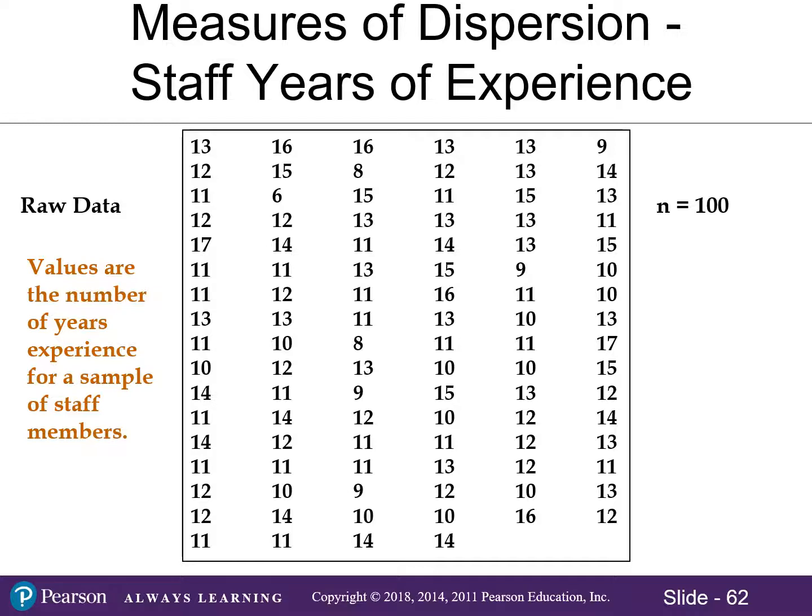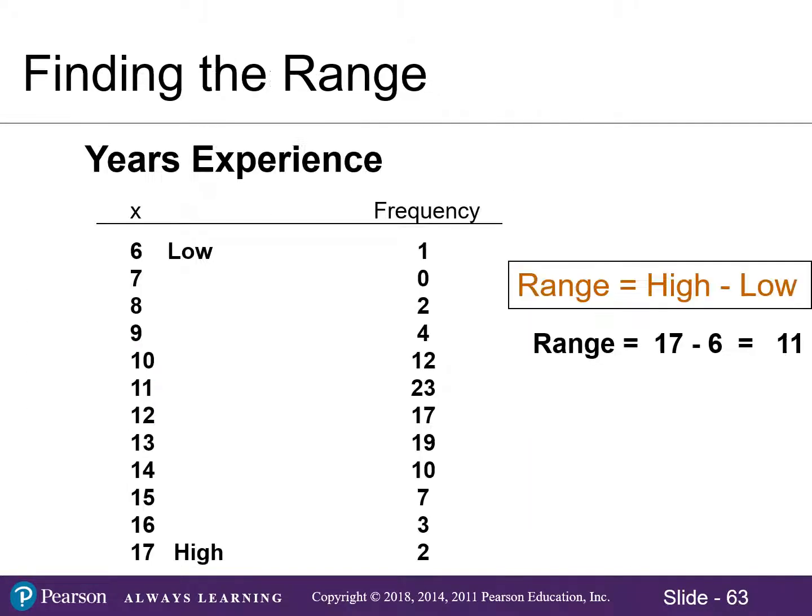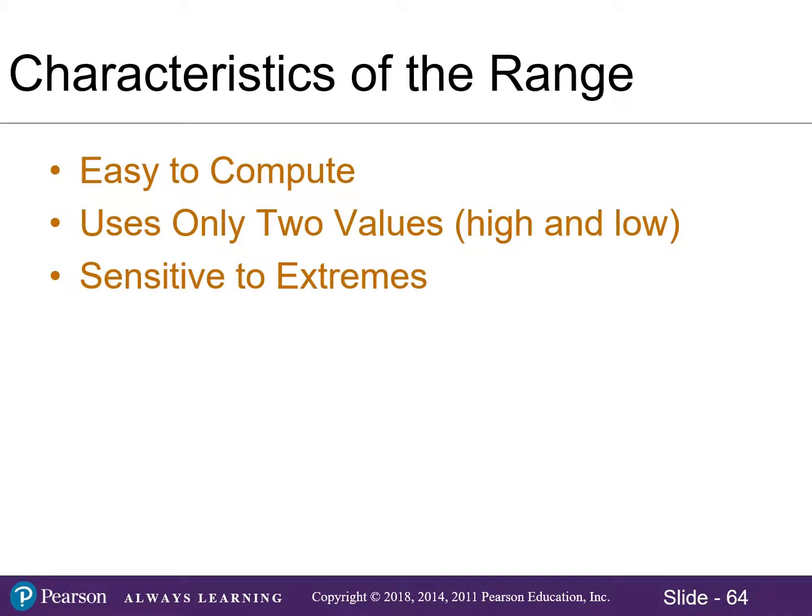Let's take a look at how we might describe this data using dispersion. So this is a frequency table of the years of experience, and you'll notice the lowest we have is 6 and the highest is 17. So if we were to just use the range, your answer is I have a spread of about 11 years amongst my staff in their experience, or years at the company. Woohoo! So again, easy to compute, high minus low. It's sensitive to extremes though because it uses the min and the max, obviously. That one you probably would have guessed without me telling you.